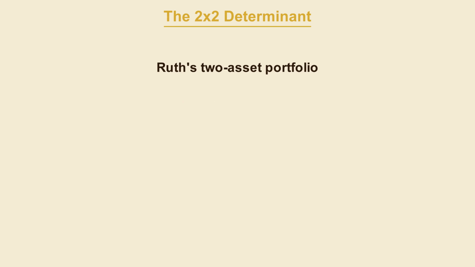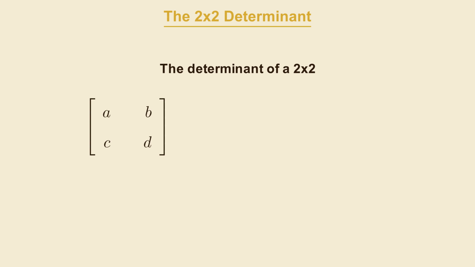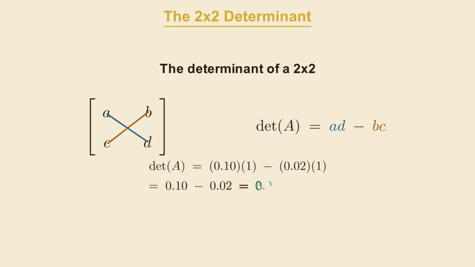The coefficient matrix on the weights ends up being a 2x2. The top row holds the return coefficients, and the bottom row holds the budget coefficients. And the determinant of a 2x2 is just one number. You multiply the top left by the bottom right, and then you subtract the product of the top right and the bottom left. So for a 2x2 matrix with entries A, B, C, and D, we can go row by row, and the determinant is AD minus BC. Plugging Ruth's numbers in, that's 10% times 1 minus 2% times 1, which comes out to 0.08.